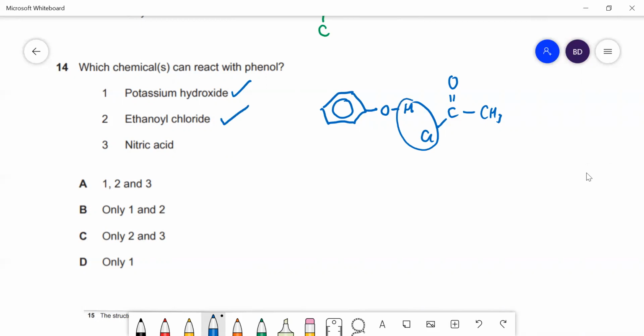Can it react with nitric acid? It can. You can get electrophilic substitution occurring with just nitric acid, because benzene, it won't do it, but of course the phenyl group activates the benzene ring, makes it more reactive because it puts electron density into it. Yeah, so you can have that. So 1, 2, and 3 are all correct there. A is the right answer.